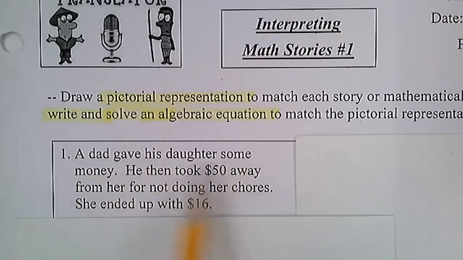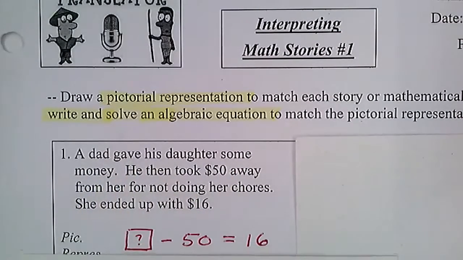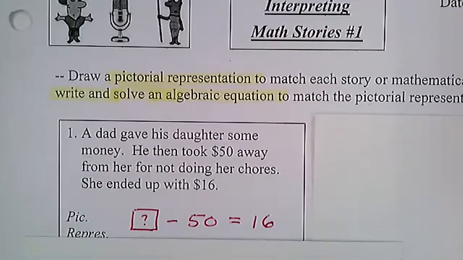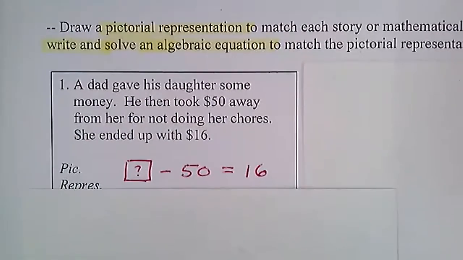So he gave her some money. That means she was receiving money, but we don't know how much. So we're going to put our little tile with a question mark. You've seen me use this. So our little tile, and then minus $50, because he took $50 away. And then she ended up, so this would be kind of code for equals 16. Okay, so here's our pictorial representation: an unknown amount in a tile minus the 50 equals 16.